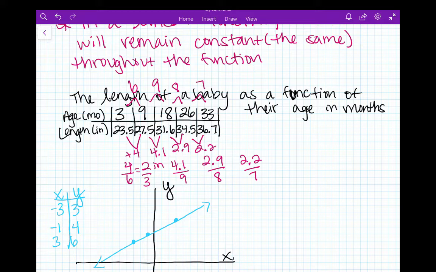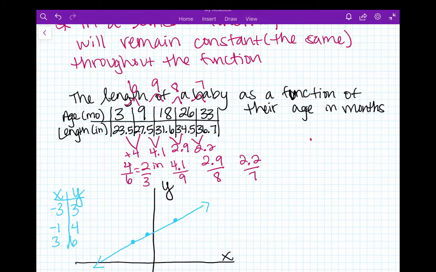The rate of change between the first 2 points is 2/3, which is about 0.667. The rate of change in the second 2 data points is 4.1 over 9, which is about 0.456, because the 5 repeats. The next one is 2.9 divided by 8, which is about 0.3625. And the last one is 2.2 divided by 7, which is about 0.314.